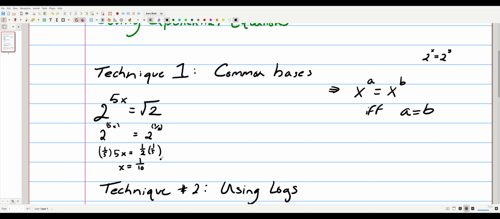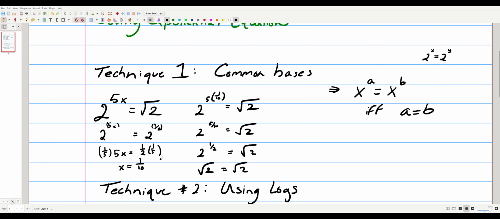So now you'll notice we can check this. We can plug this back in. 2 to the 5 times 1/10 power is equal to square root of 2. Well, 5 times 1/10 is just 5/10. Well, that's 2 to the 1/2 power. And we know that 2 to the 1/2 power is the same as root 2. And so we check our work and we make sure that everything checks out.